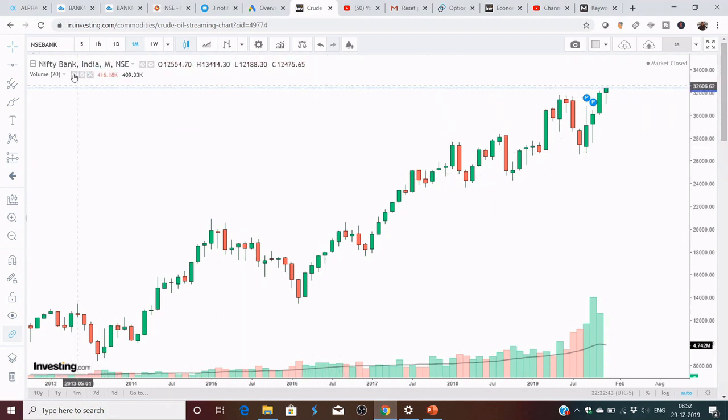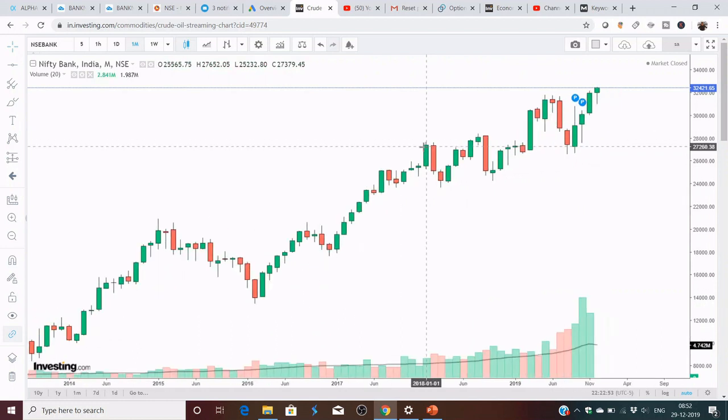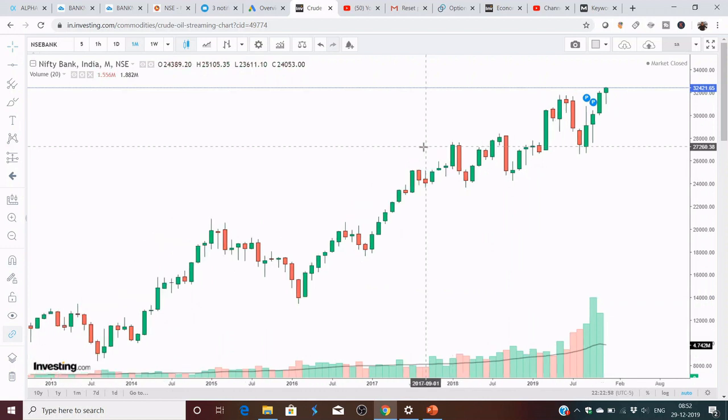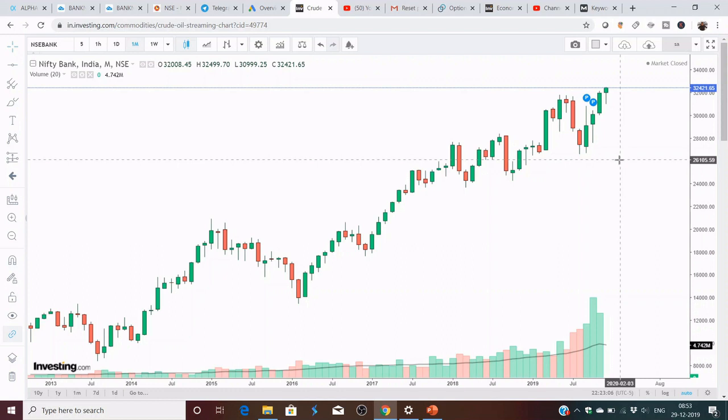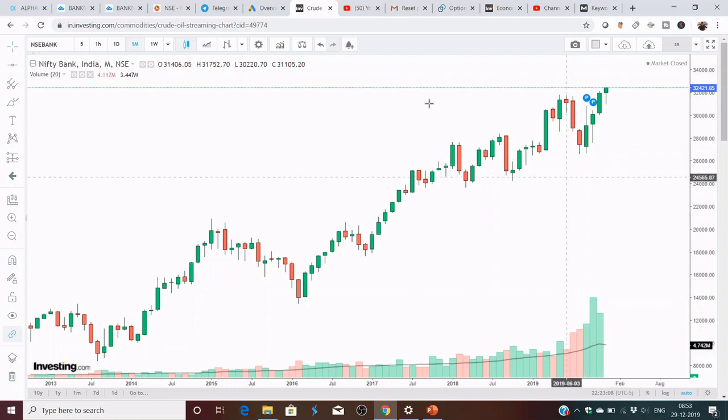Okay, so let's get on to the chart. Today I'm using investing.com. Here it is much better and clearer as we don't have ads popping up every now and then. So we are going to do an analysis on Bank Nifty on a monthly, weekly and daily time frame. This is a monthly chart, as you can see. So I'm going to draw a trend line on this.